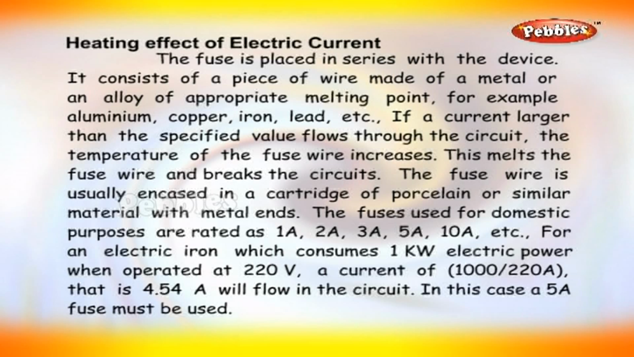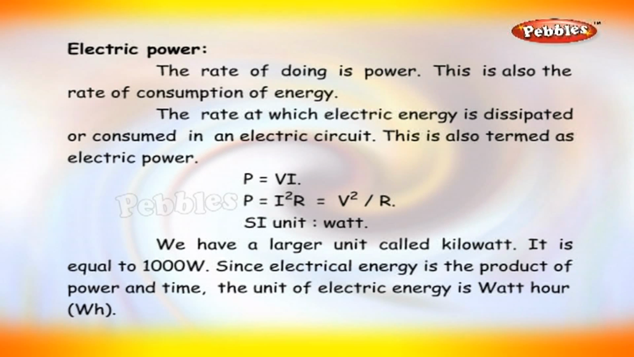The fuses used for domestic purposes are rated as 1A, 2A, 3A, 5A, 10A, etc. For an electric iron, which consumes 1 kilowatt electric power when operated at 220 volts, a current of 1000/220 A, that is 4.54 A, will flow in the circuit. In this case, a 5 A fuse must be used.